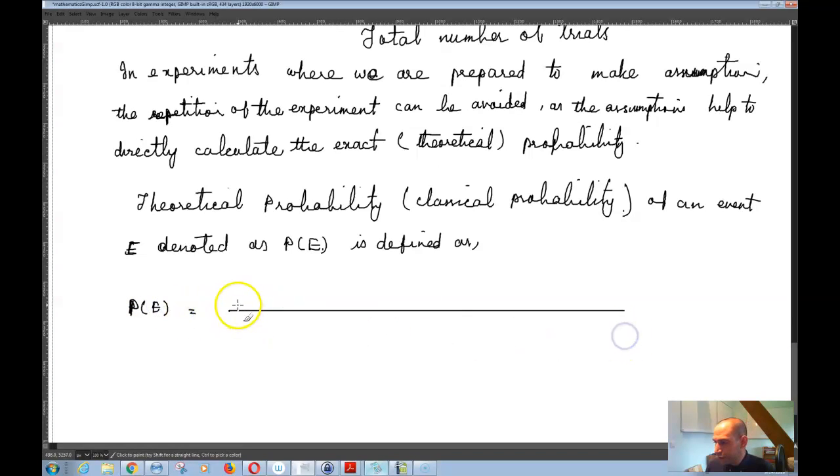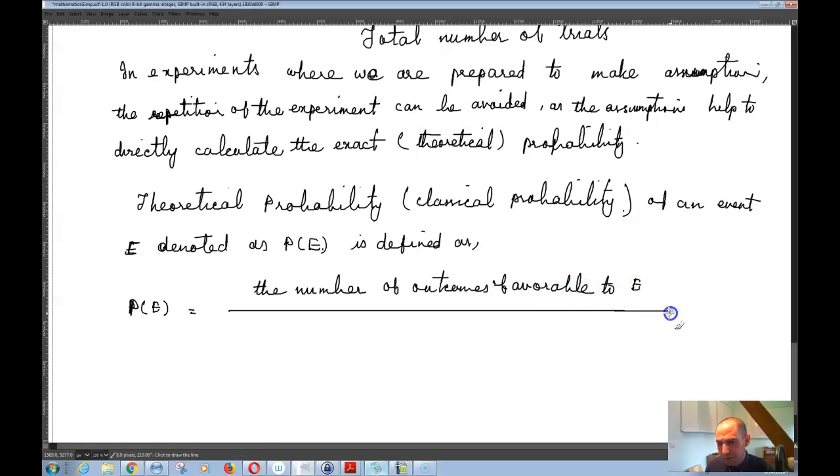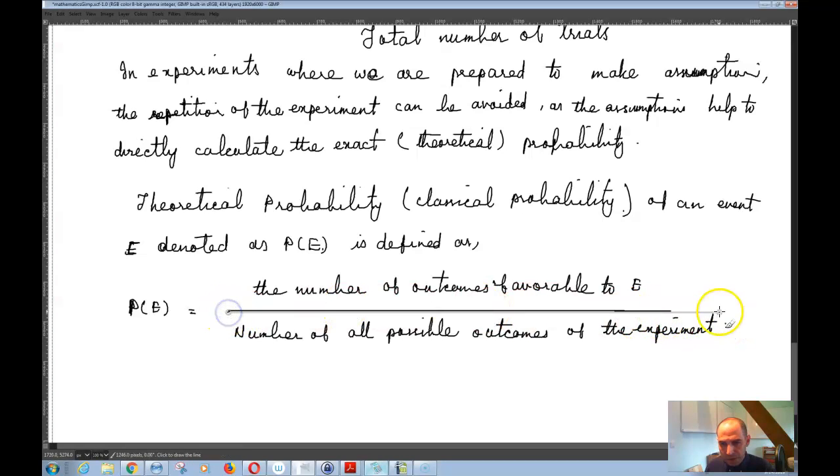P of E is equal to the number of outcomes favorable to E, the number of outcomes favorable to this event, divided by the number of all possible outcomes of the experiment. Of course, we will see what that means exactly.